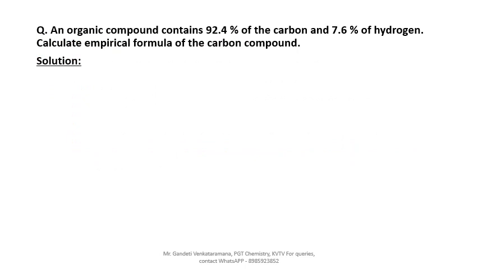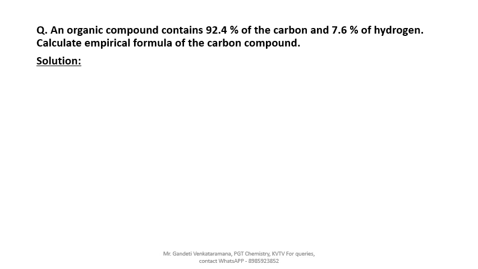First question. An organic compound contains 92.4% carbon and 7.6% hydrogen. Calculate the empirical formula of the compound. So this is the question, dear students. You have to go through the question first.